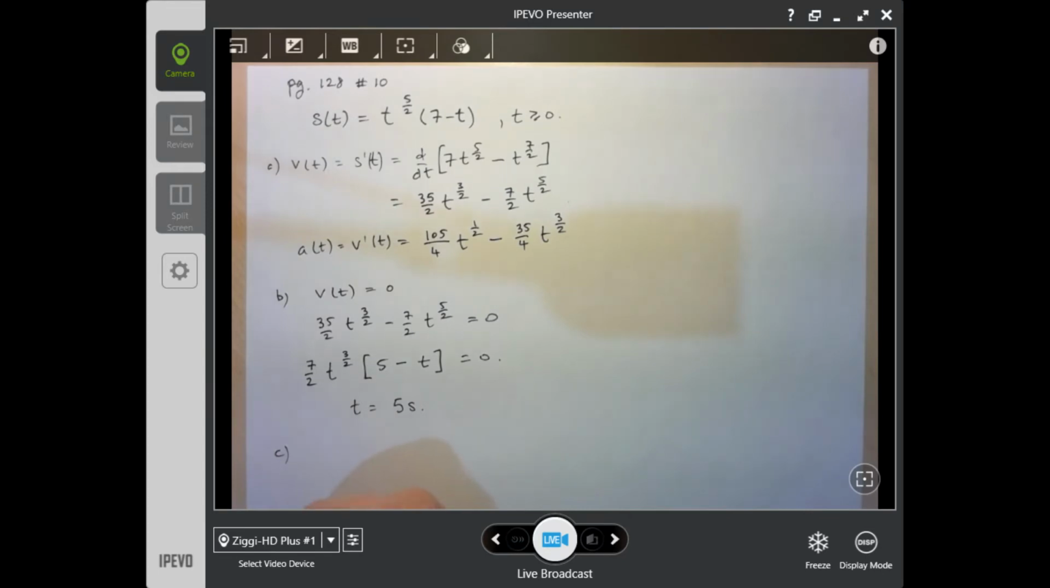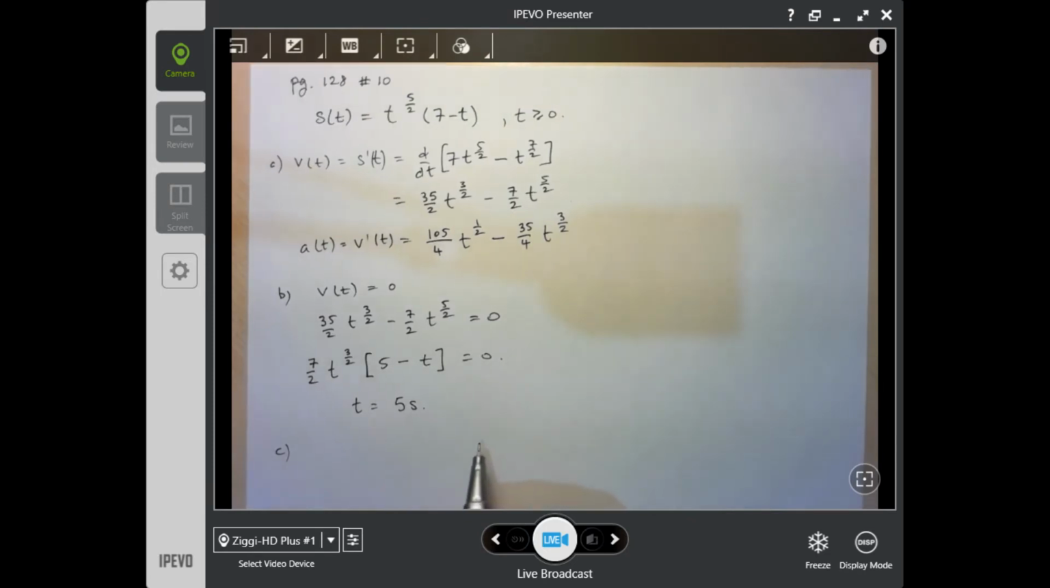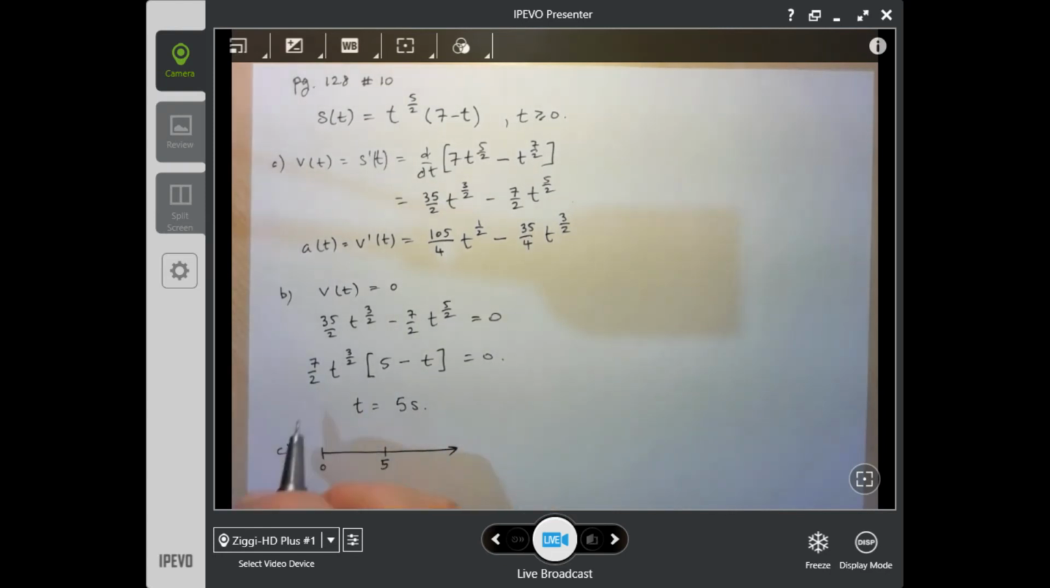Part C says, when does the motion of the object change direction? Now, we might be tempted to just say, well, it must have stopped and then come back the other direction. But of course, what could be happening is the function could instantaneously stop and then start up in the same direction. So in other words, what we have to show is that the velocity changes sign. This is the only place where the velocity is equal to 0, so it's the only place where it could change sign. So what I need to do is check if it changes sign. Again, we're talking about the velocity: does it change sign as we go from before 5 to after 5?